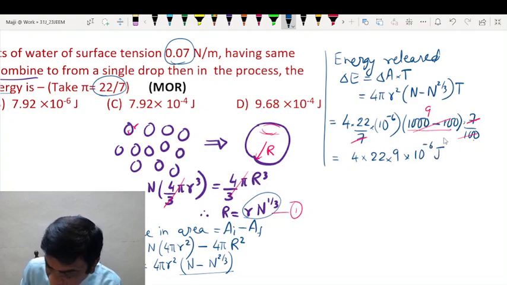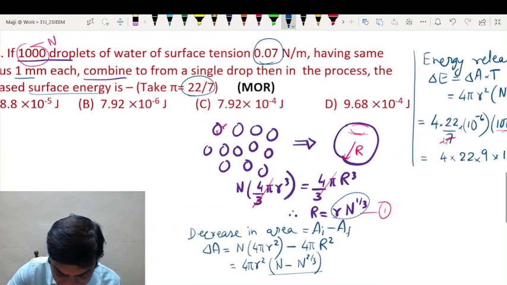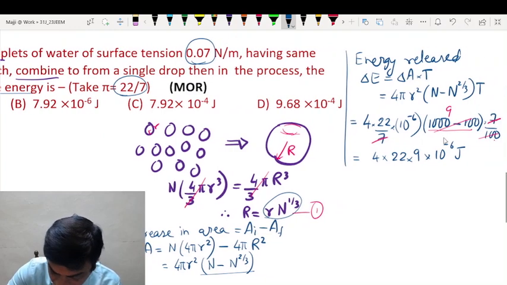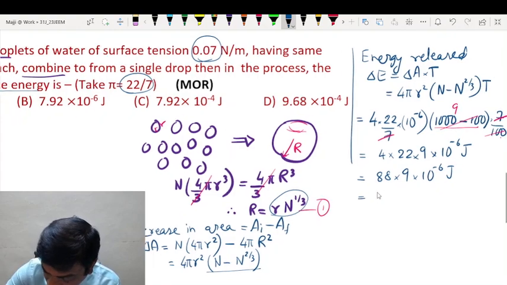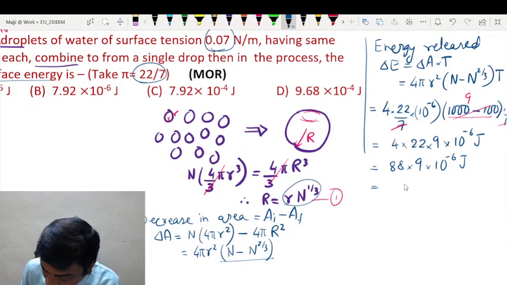In SI unit it should be in joule. Okay. So this will be 88 into 9 into 10 to the power minus 6 joule. So what I can do is I can bring 110 below this and 110 below this to reduce this to 10 power minus 4 joule.